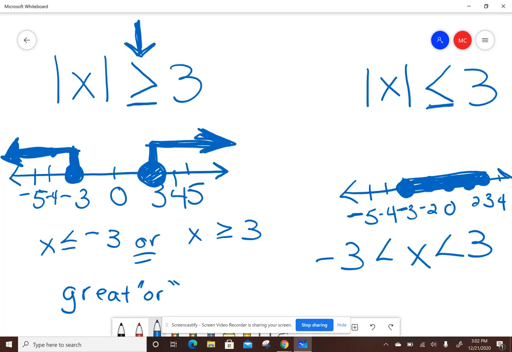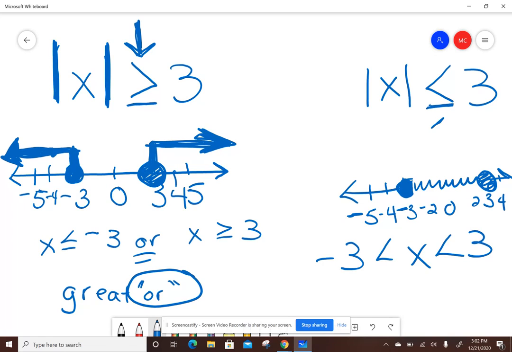And that, to me, looks like your classic, let's make this a better picture, a classic "and" inequality. Because whenever we start with an absolute value being isolated and a greater than sign, I think of "or." Whenever we start where the absolute value is isolated and we have a less than sign, that's what I like to think about.